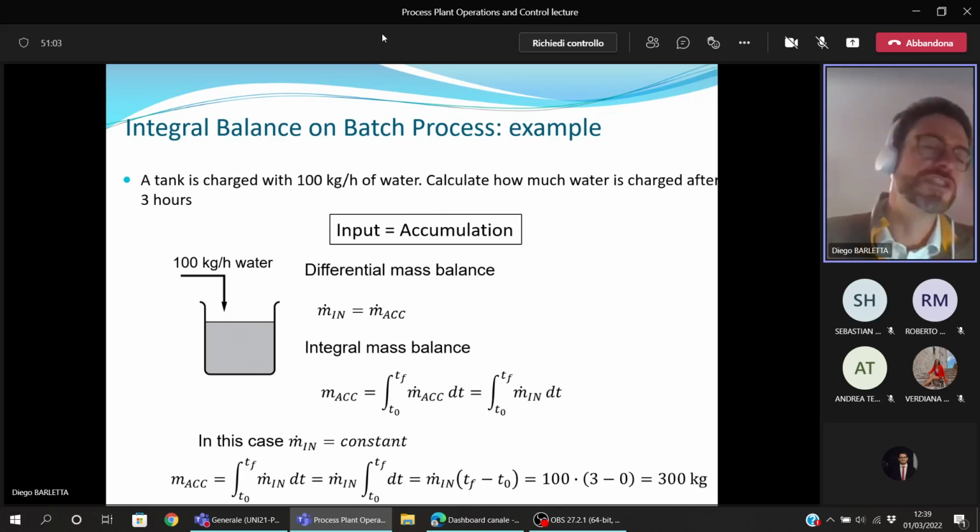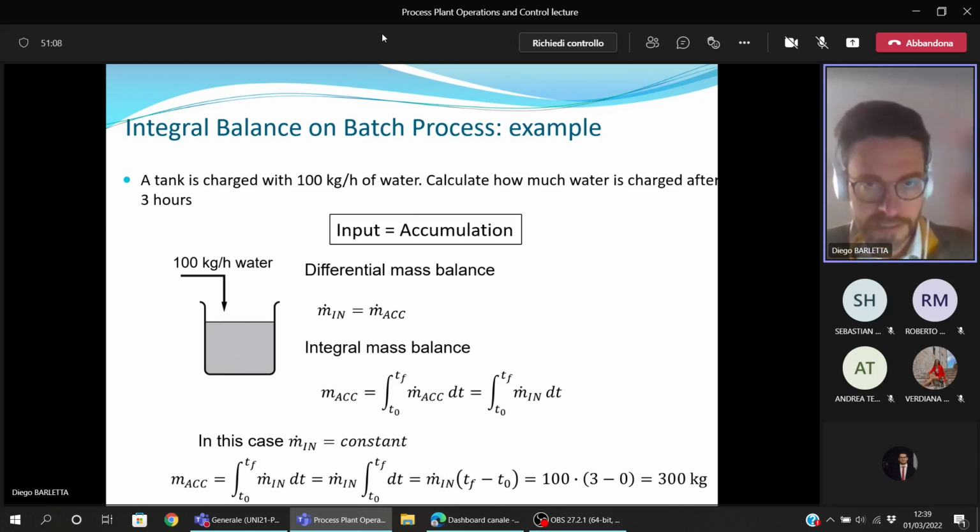Okay, so this is just to give an example of integral balance on a batch process that is of course related to a differential mass balance, but by integration we obtain in the end the balanced quantity that is mass. While in the case of differential mass balance, the balanced quantity is mass per time unit. So this is the main difference if we compare the two examples.